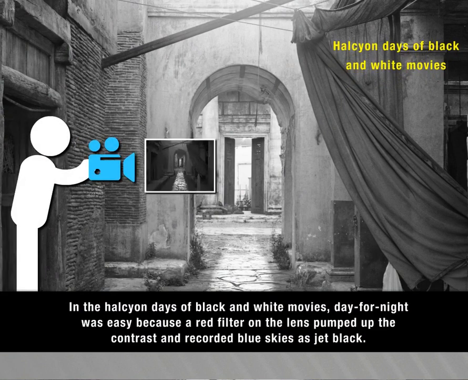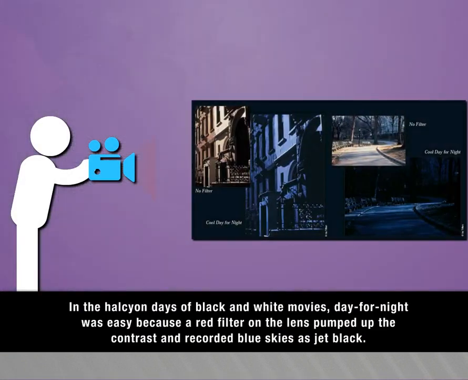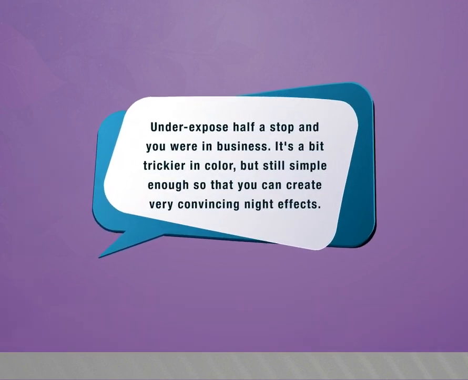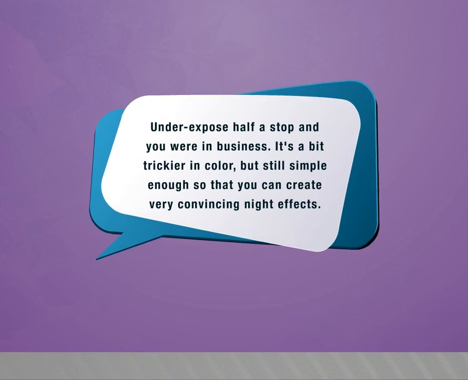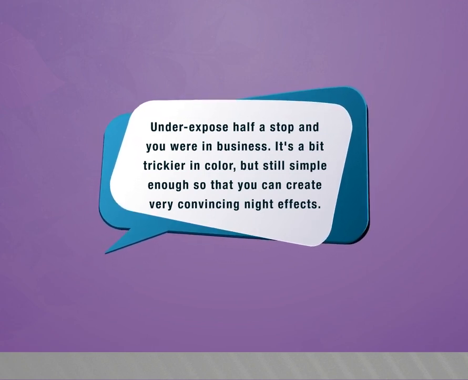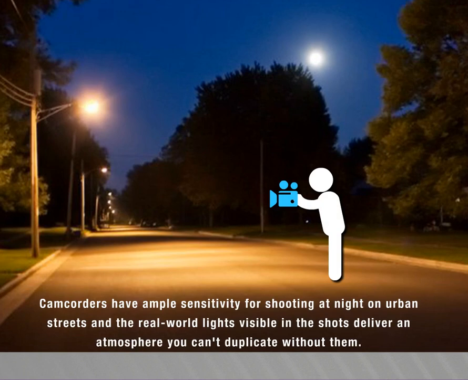In the halcyon days of black and white movies, day for night was easy because a red filter on the lens pumped up the contrast and recorded blue skies as jet black. Underexpose half a stop and you were in business. It's a bit trickier in color, but still simple enough so that you can create very convincing night effects. Camcorders have ample sensitivity for shooting at night on urban streets, and the real-world light visible in the shots delivers an atmosphere you can't duplicate without them.